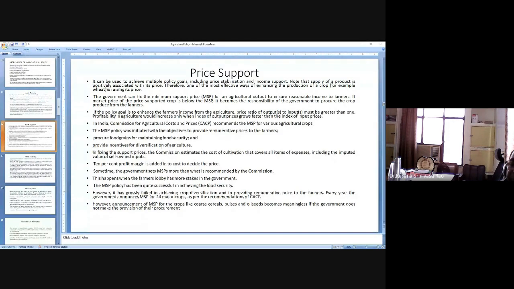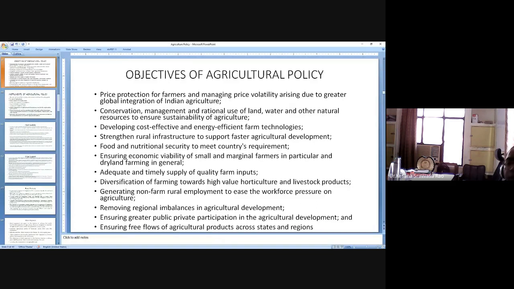The prices can be fixed by the Commission for Agricultural Costs and Prices, which can calculate and measure the prices, and it can suggest the minimum support price policy to the government accordingly. So these things can be implemented. Okay, next slide, please. It has gone back.